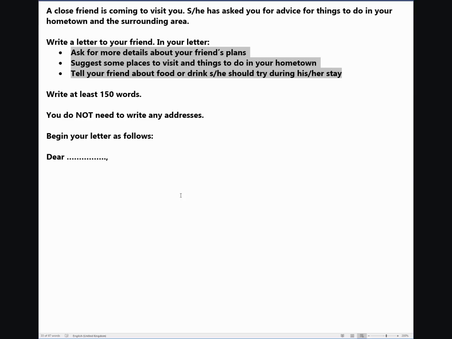There are two things you should think about here before you start writing. One is you need to write an equal amount for each paragraph and for each bullet point. It's important that your answer is balanced and that you cover all of the points equally. So think about that as you plan or as you write.